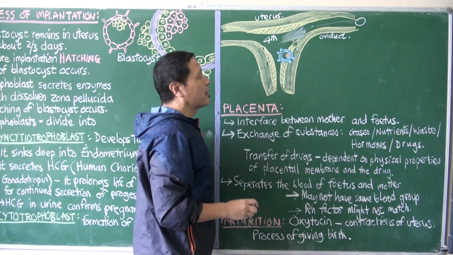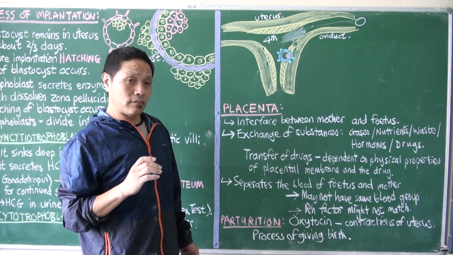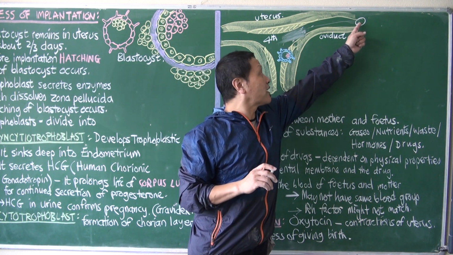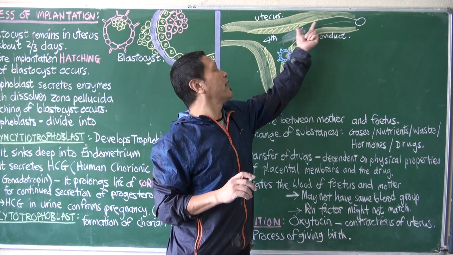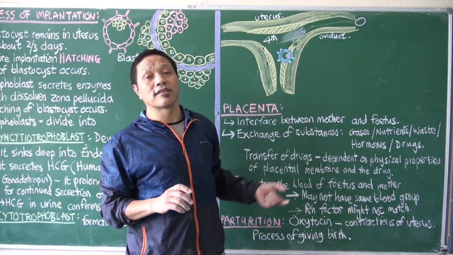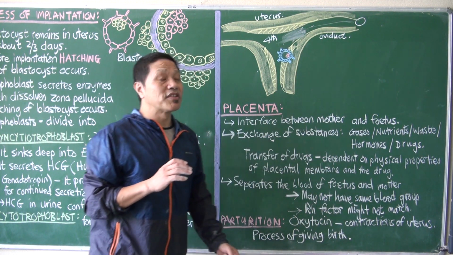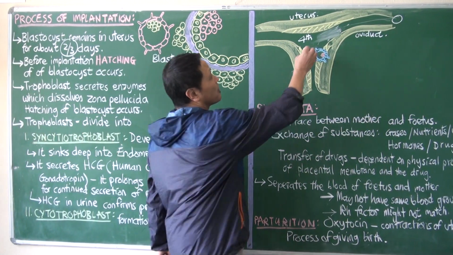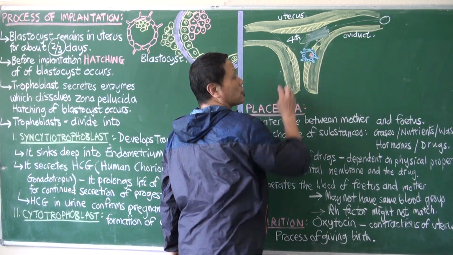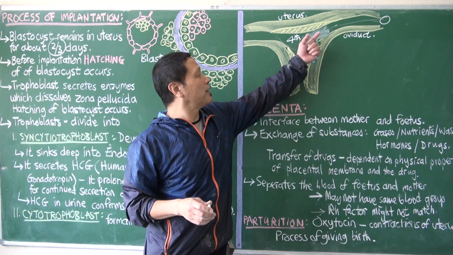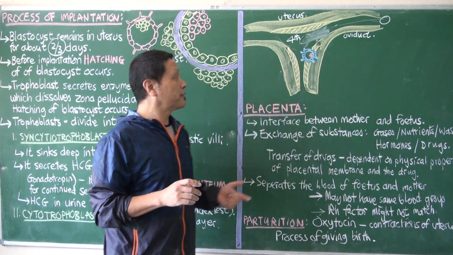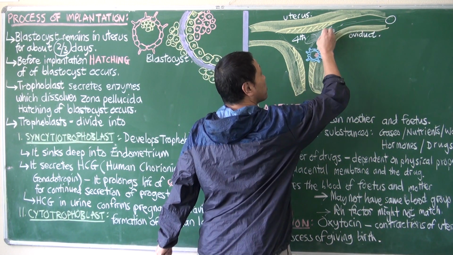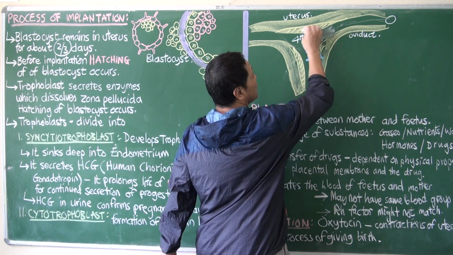Fourth day after fertilization, it enters the uterus, and there it stays for a couple of days, almost 2 to 3 days. It's just hanging around here, trying to take in some nutrients from the female reproductive tract. So this is what we are trying to see, how it implants itself on the walls of the uterus.